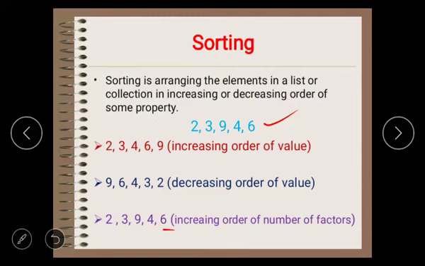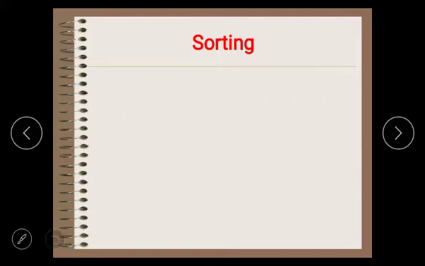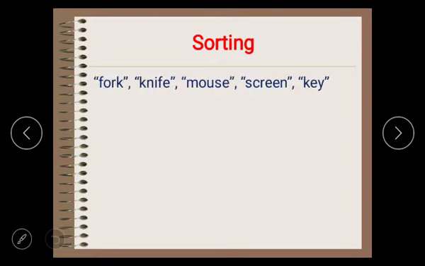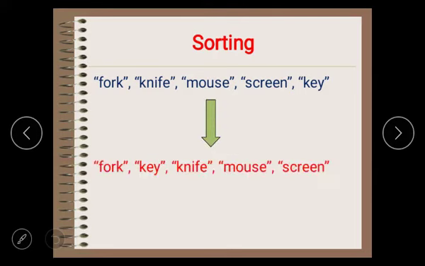We may want to sort a list of strings or words in lexicographical order also. So let's see an example on strings. First we have the list of words: fork, knife, mouse, screen, key. Now we want to rearrange them by using sorting. So it can be arranged as fork, key, knife, mouse, and screen. We may have text or complex data as well.